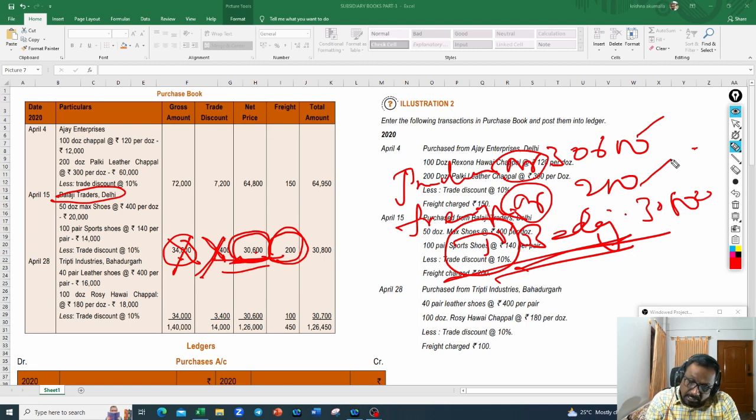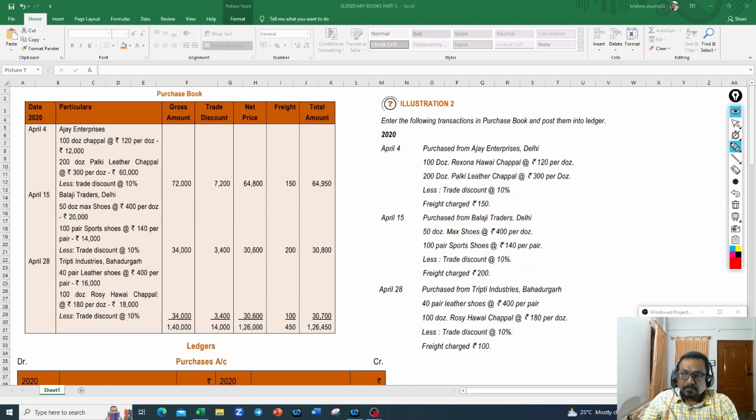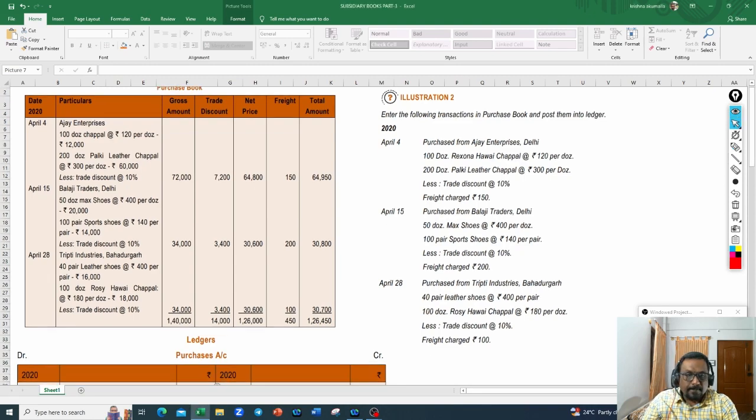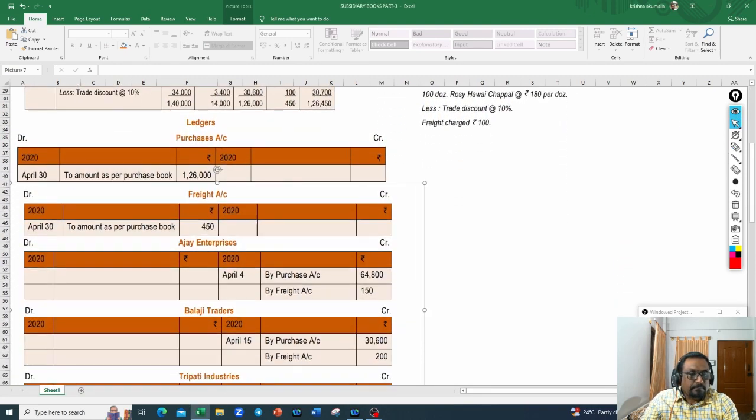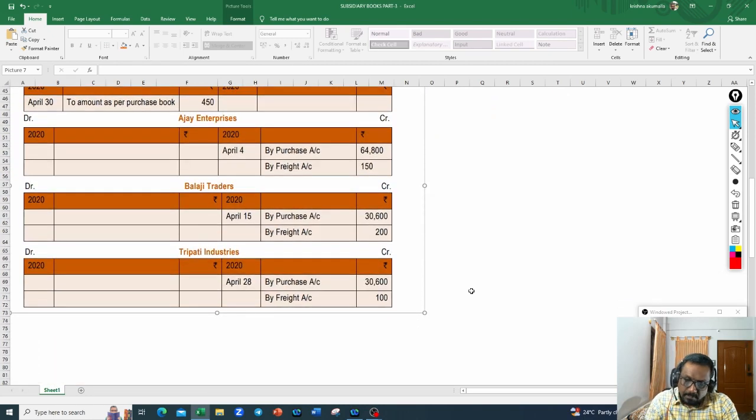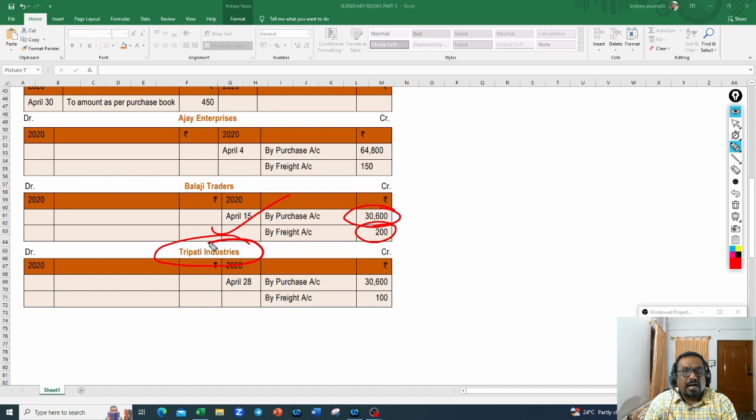Let us see how it has been recorded. Go down. See, what did we write here? 30,600, by purchases, 200, by freight charges, simple. This is how Balaji Traders account is also maintained. Right? Next, Tripti Industries. How do we do this?